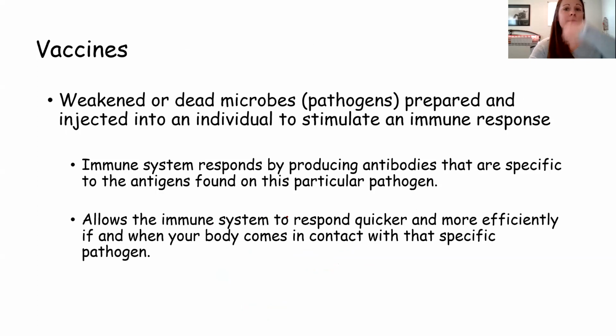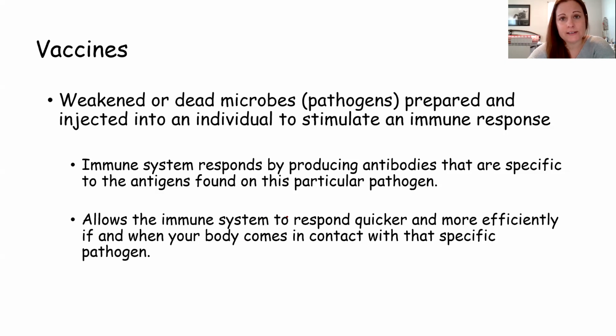So then what are vaccines? People are also kind of feverishly working to figure out a vaccine for COVID-19. Vaccines are weakened or dead versions of pathogens that are prepared and injected into an individual to stimulate an immune response. Since these are weakened or dead microbes, they're not going to be strong enough or live enough to stimulate a full immune response. So if you get a flu shot, you're not going to get the flu. You're going to maybe get some antigens or just a dead or weakened version of the flu virus.